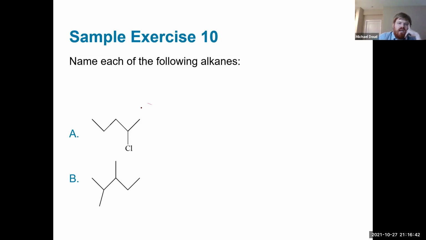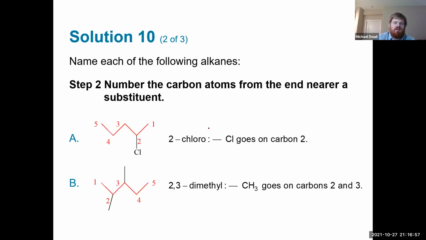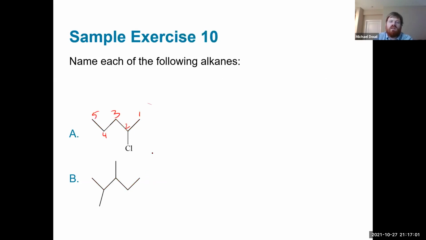Okay. So looking at it here, we have a chloro on carbon 2 of a 1, 2, 3, 4, 5-carbon chain. That looks like 2-chloropentane to me. Let me just double check here. So pentane, all right, up here, 2-chloro, and then down here. Oh, I guess we're doing them at the same time, sorry. So I've got this as 2-chloropentane.